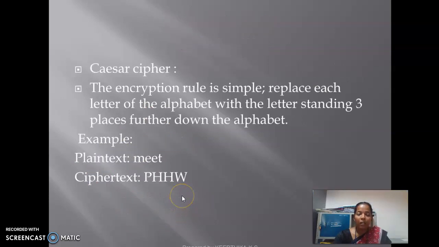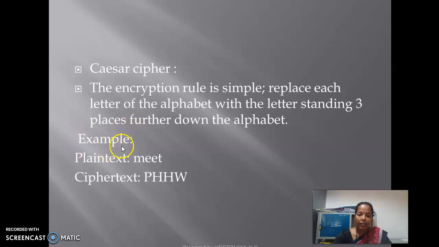First, Caesar cipher. We all know about Caesar, right? He was the Roman military general. During his time, their confidential messages were only transmitted through letters. There was no internet in their period, so he introduced this substitution method. The encryption rule is very simple: we replace each letter of the alphabet with the letter standing three places further down the alphabet. So here the secret key is 3.